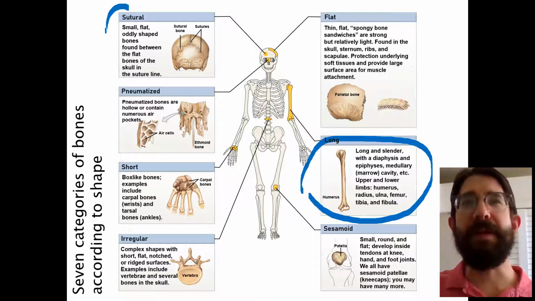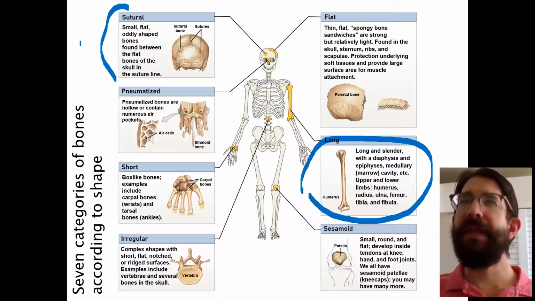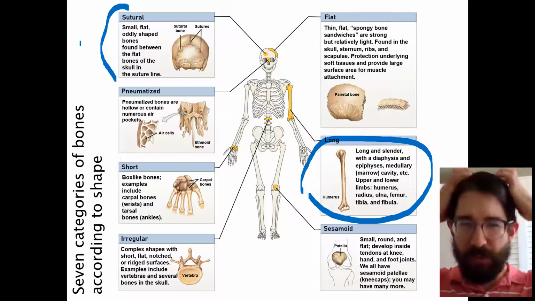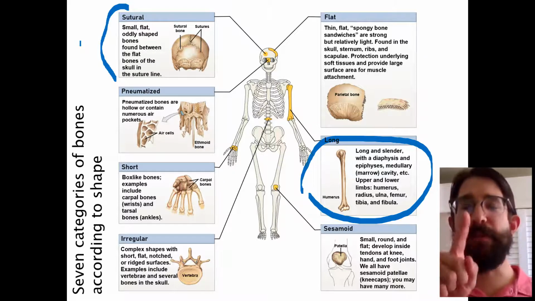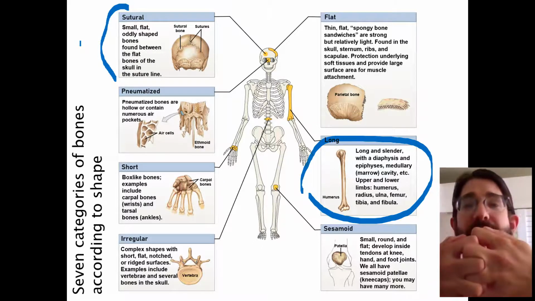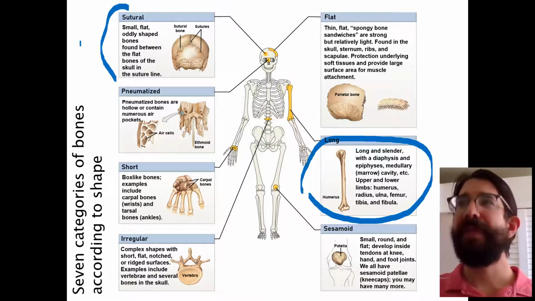But now let's start up top here with these sutural bones. The articulations between the bones of your skull form sutures. So they're kind of these wavy lines at the joints between those bones. But here's a weird thing that can happen.